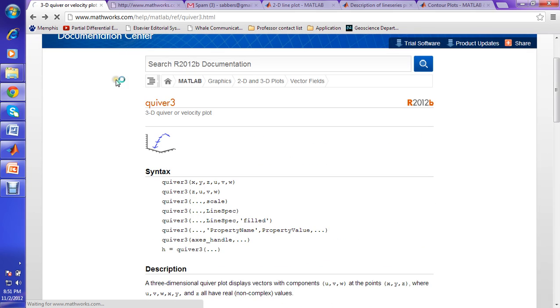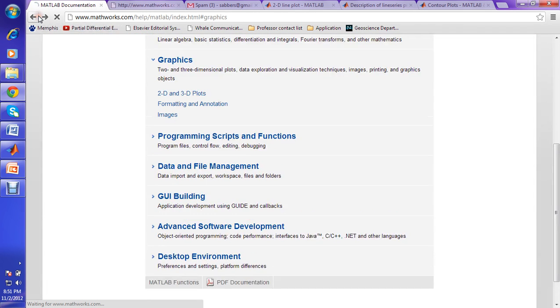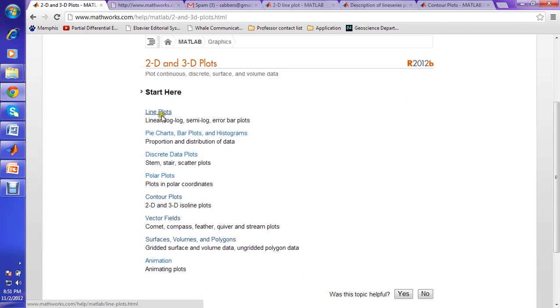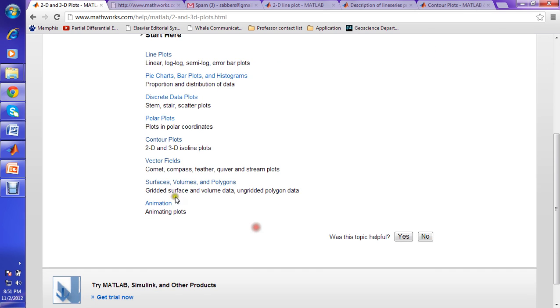Okay, so let's go back to our basic plot functions. Sometimes my internet makes it very impossible. So, 2D and 3D plots. We have seen line plots, contour plots, and vector plots, and we are now interested in surface, volume and polygon functions. We will not see all of these functions because it will take time, and I'm going to show you the very basic functions of this.